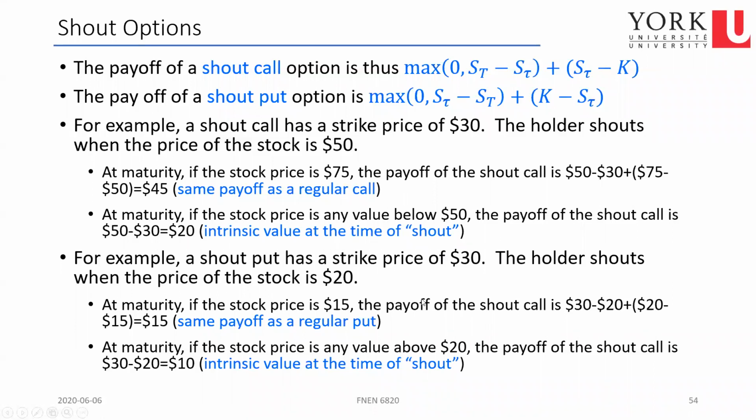Similarly for a put, if the strike price is 30 and somebody shorted at 20, if the realized price is lower than this short price, then it has the regular payoff. If the realized price is above 20, then 30 minus 20 will be the payoff.